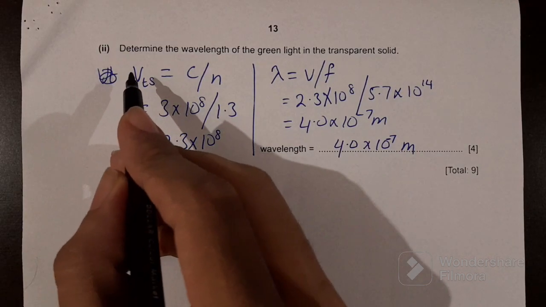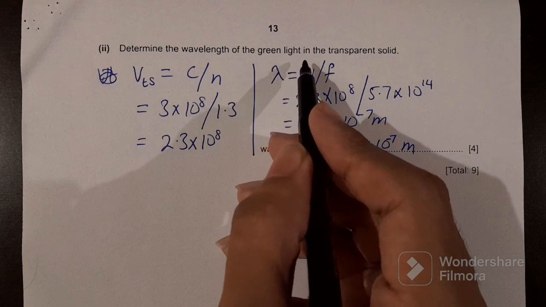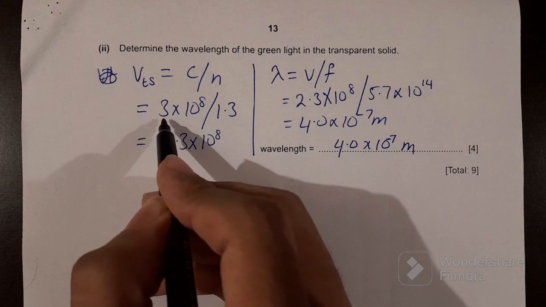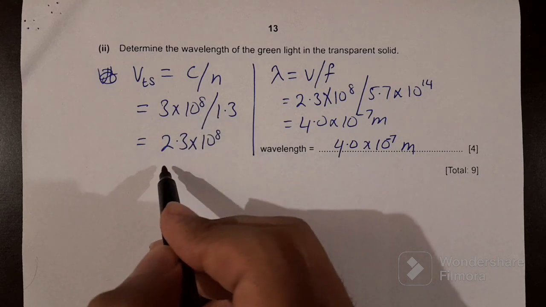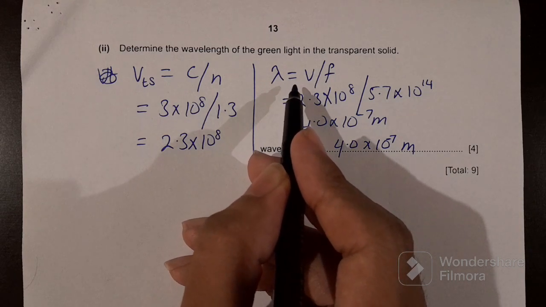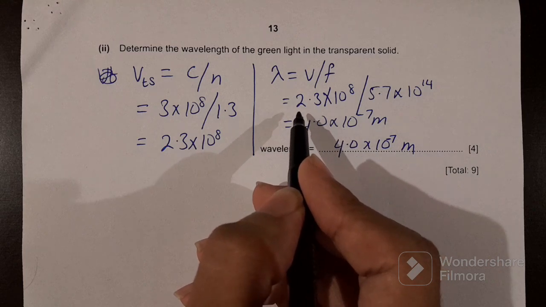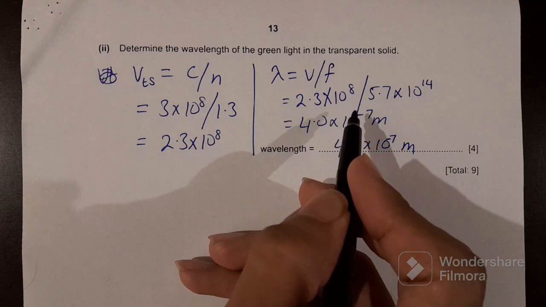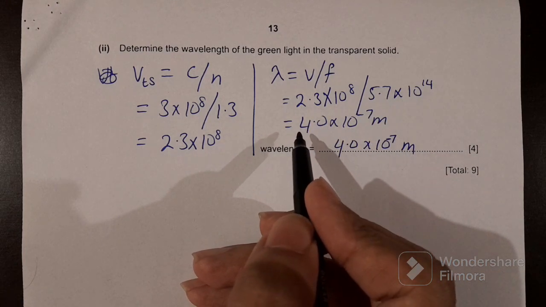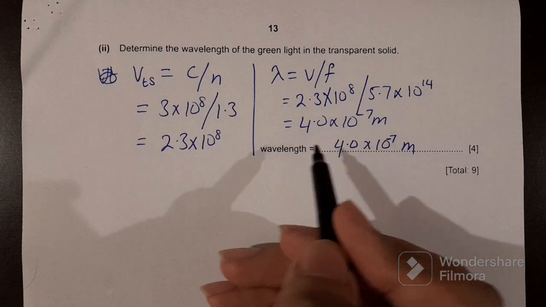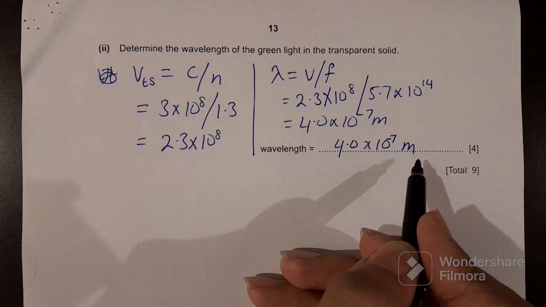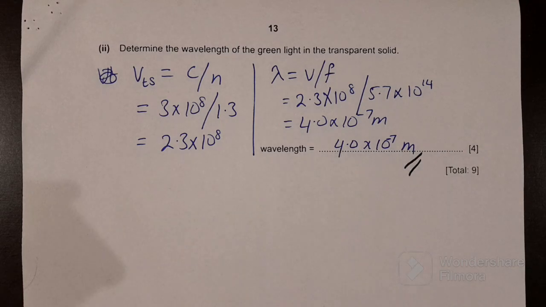Part 2 states determine the wavelength of the green light in the transparent solid. So v is equal to c divided by n. So 3 times 10 to the power of 8 divided by 1.3, that is 2.3 times 10 to the power of 8. Then wavelength is equal to v divided by f. So 2.3 multiplied by 10 to the power of 8 divided by 5.7 multiplied by 10 to the power of 14. That will be 4 times 10 to the power of minus 7 meters. So the wavelength will be 4.0 multiplied by 10 to the power of minus 7 meters. So this will be the final answer.